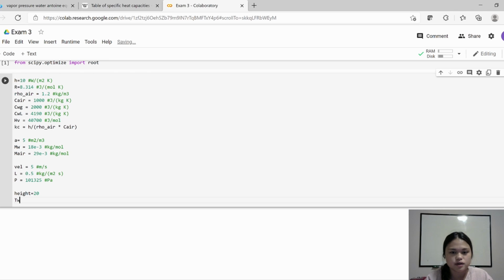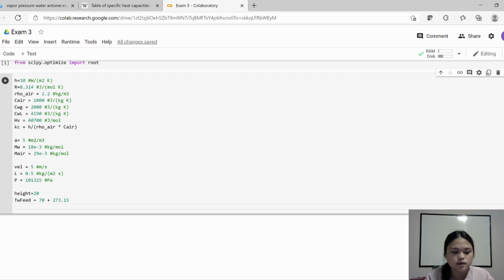So we have that feed water, and it's going to be at 70 degrees Celsius, but since we're going to be using the ideal gas law throughout this problem, we want to just convert them to kelvins so we can eliminate some errors. So to do that, you just add 273.15. And now I'm going to do the same thing just for the temperature of the air coming in, except it's going to be 25 degrees Celsius, plus 273.15.